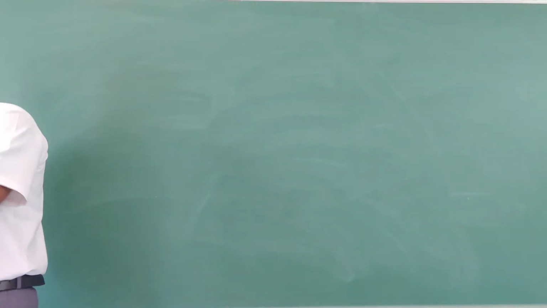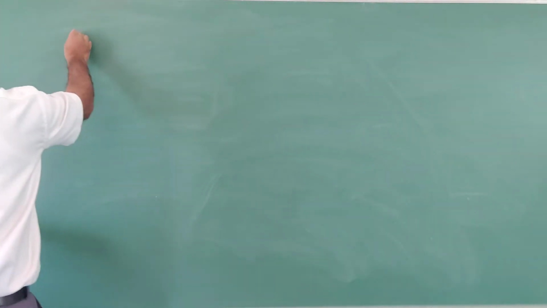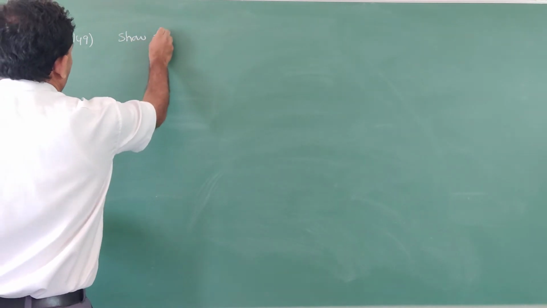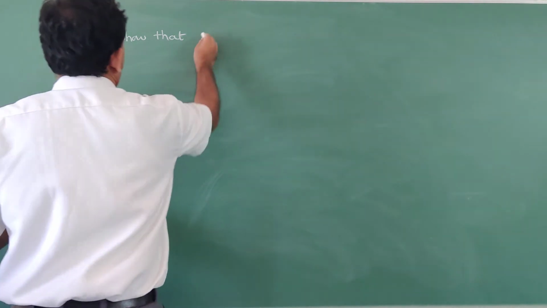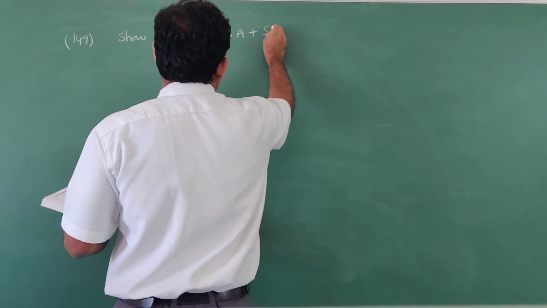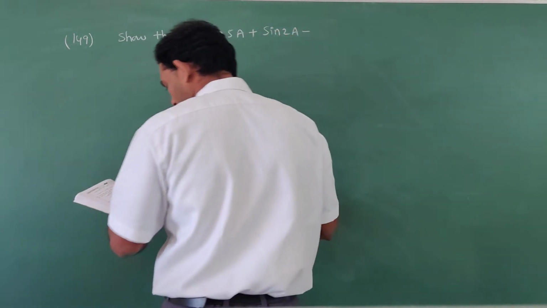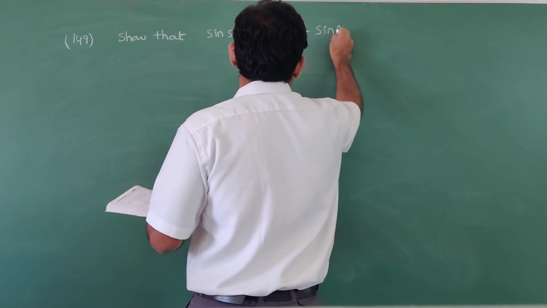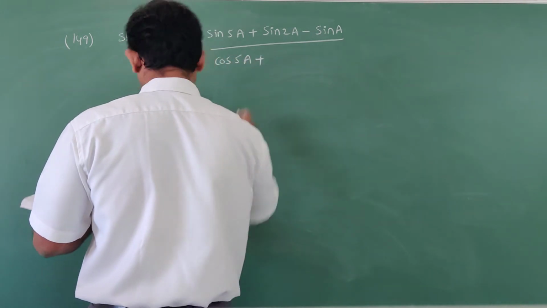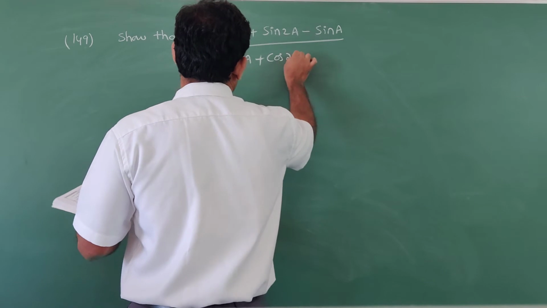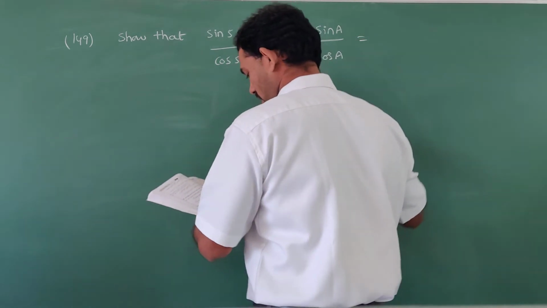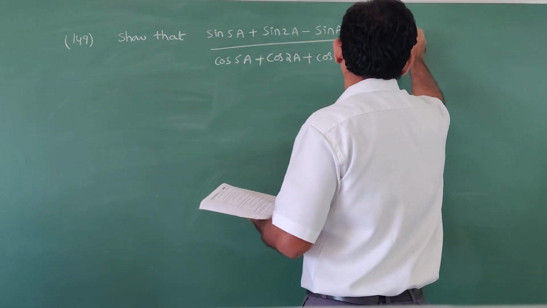Next question, 149 in your material. Show that (sin 5a + sin 2a − sin a) divided by (cos 5a + cos 2a + cos a) equals tan 2a.